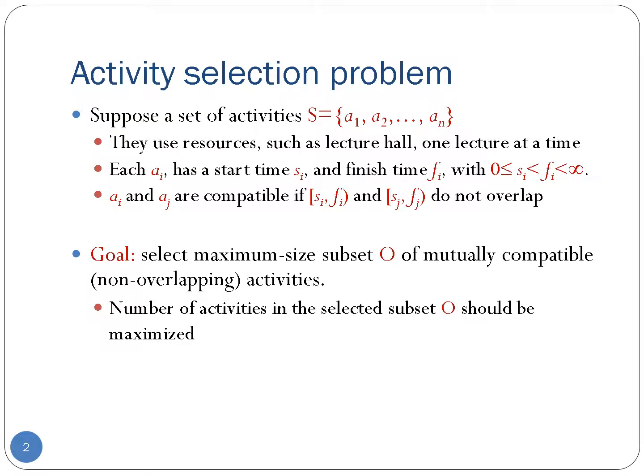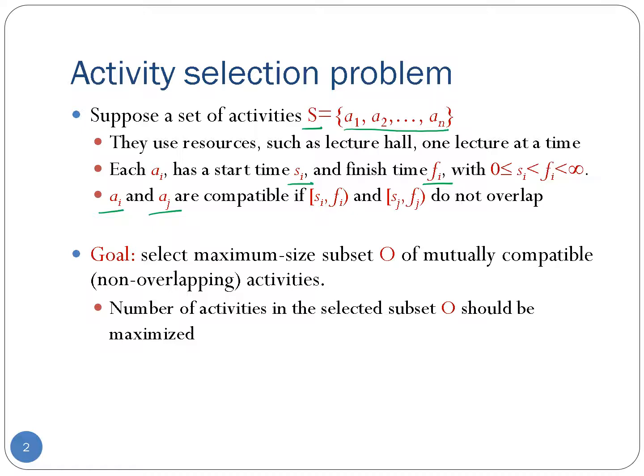In this video, we will discuss a greedy solution to the activity selection problem. So here is the problem. We are given a set of activities A1, A2 and so on up to AN. Each activity has a well-defined start time SI and a finish time FI. Two activities AI and AJ are said to be compatible if they do not overlap in time.